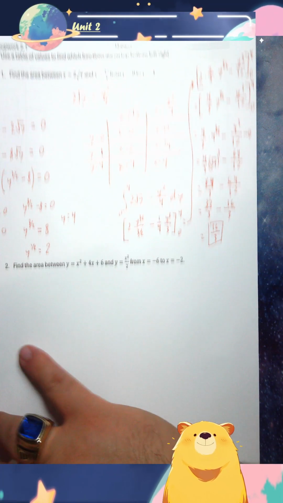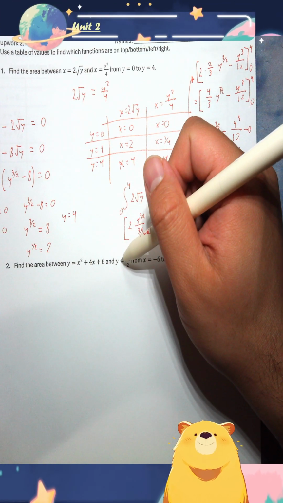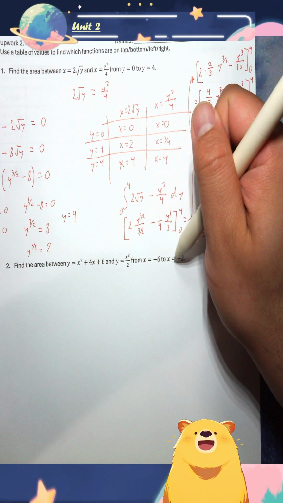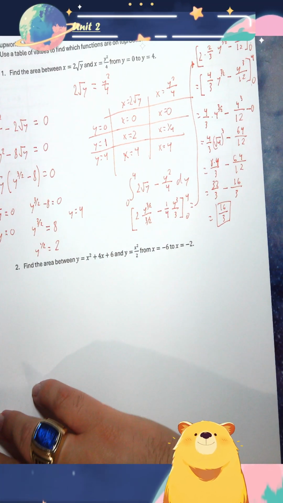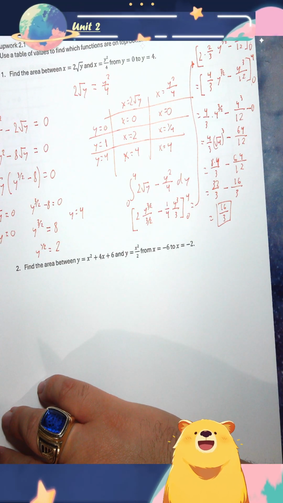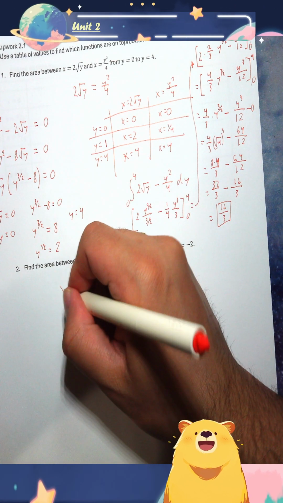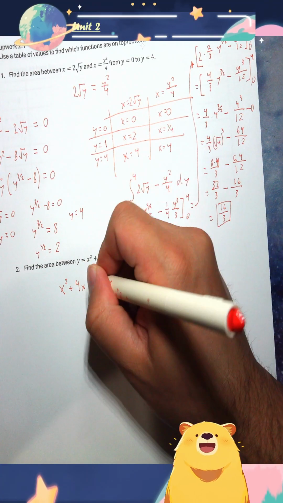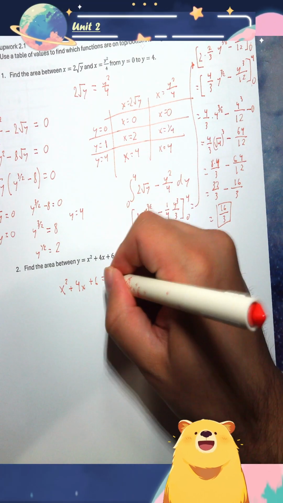Okay. Next, find the area between y equals x squared plus 4x plus 6 and y equals x squared over 2, from x equals negative 6 to negative 2. So we have to do these. Let's go ahead and set them equal. So we got x squared plus 4x plus 6 equals x squared over 2.